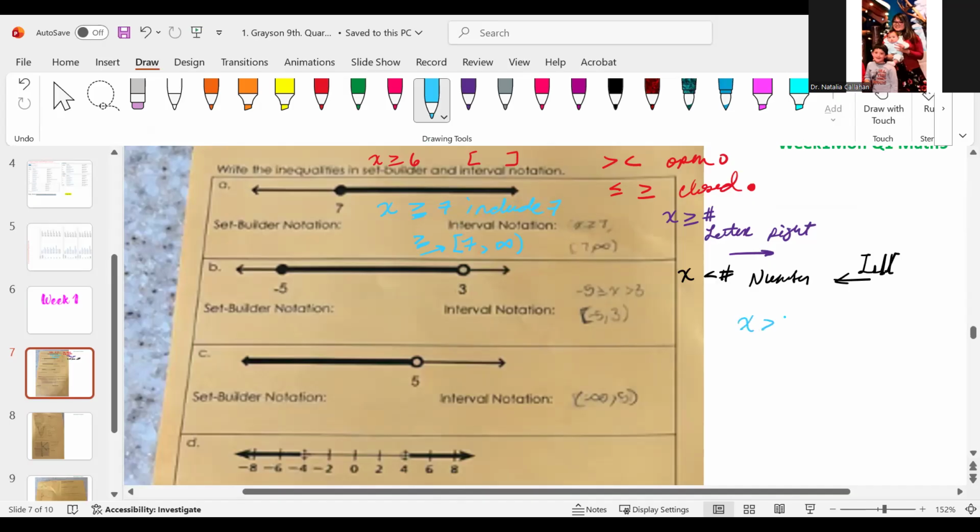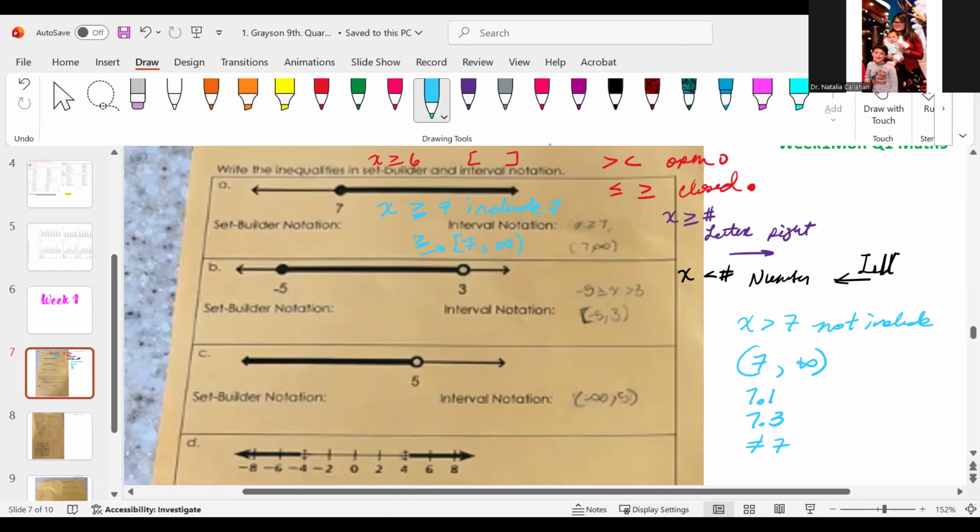If it's x is greater than 7 like this, it's not including the 7. So that's 7 with a parenthesis like that. If it's not including the 7, that means it could be 7.1, 7.3, but it cannot equal 7.